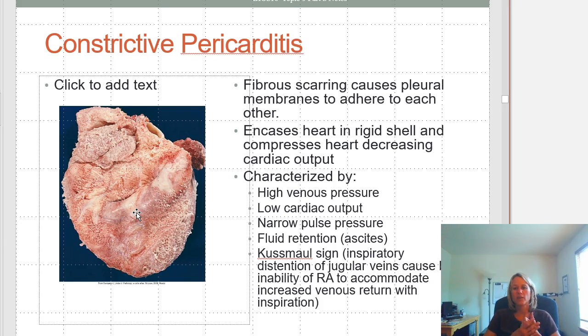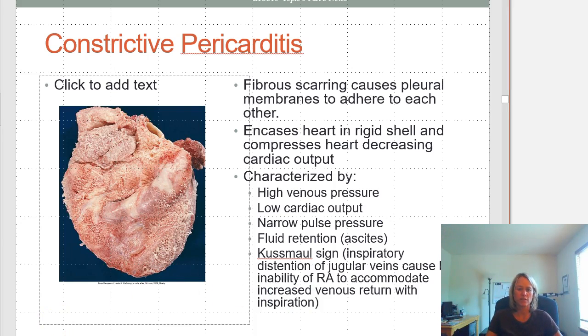It's going to be characterized by a high venous pressure, because blood is going to backflow into the systemic circulation, a low cardiac output, a narrow pulse pressure, because that systolic blood pressure is going to be decreased, fluid retention, such as ascites, so fluid retention in the systemic circulation, Kussmaul's sign, which is where we have inspiratory distension of jugular veins, and this is going to be caused by an inability of the right heart to accommodate that increased venous return during inspiration.